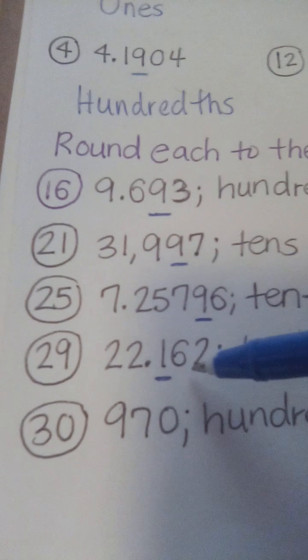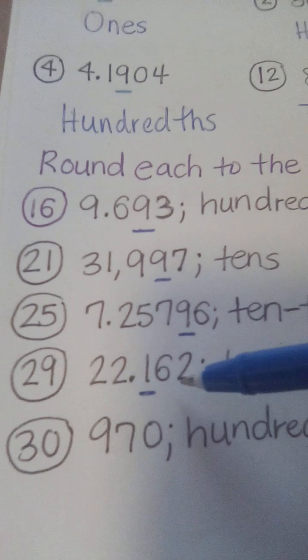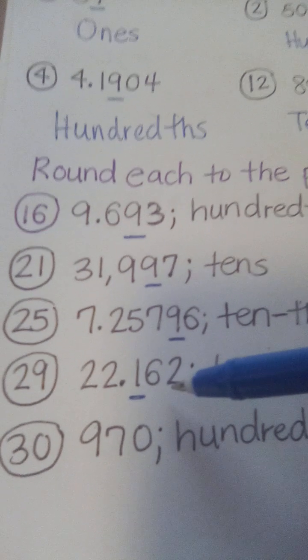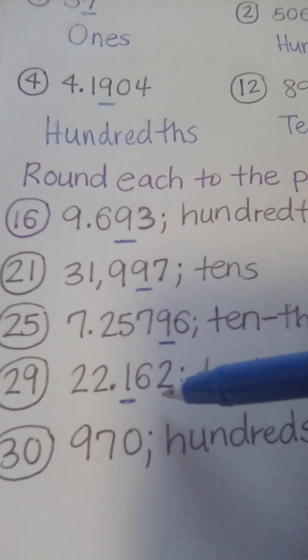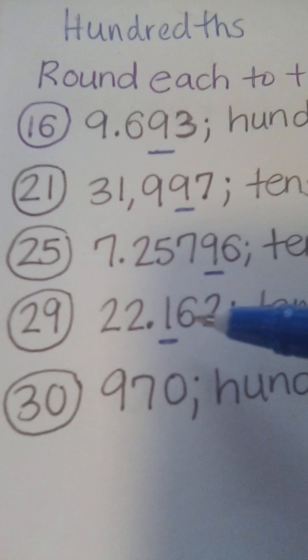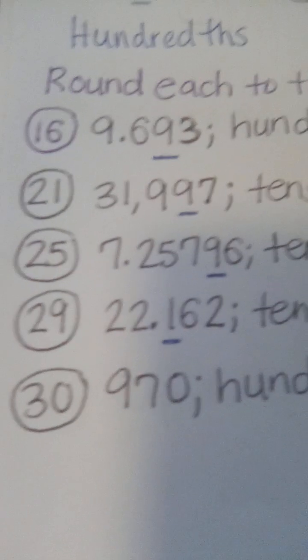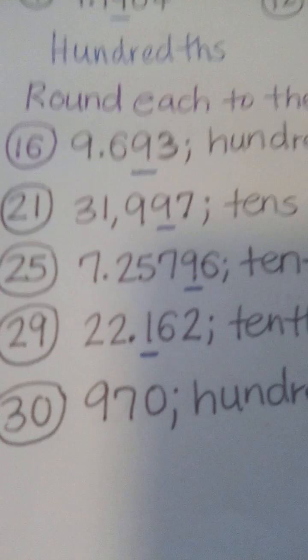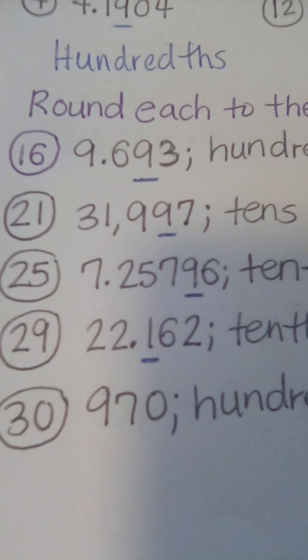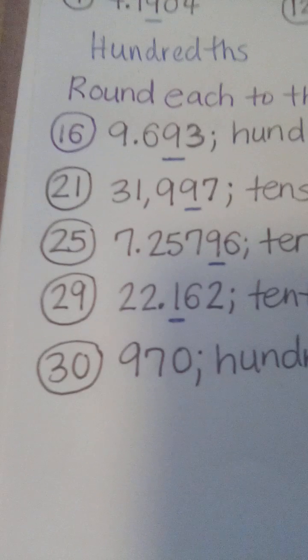Number 6, right? We're looking at number 6 right next to it. Is it 5 or greater? Yes. So what's the final answer? 22.2. If you said that answer, you're correct. You're right on track. Because the digit here is 5 or higher, it rounds up. It goes to the next digit. So, any questions on number 29? All right, let's go to the last problem.